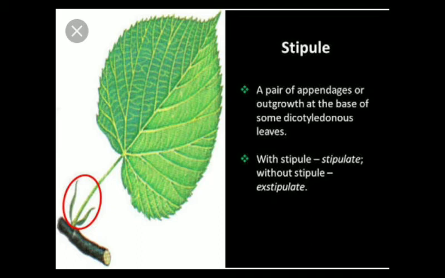If stipules are present at the base of a leaf, then such a leaf is known as a stipulate leaf, and if the stipules are absent at the leaf base, then such a leaf is known as an exstipulate leaf.